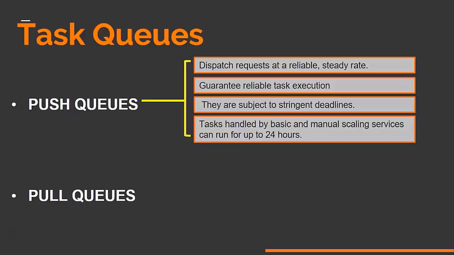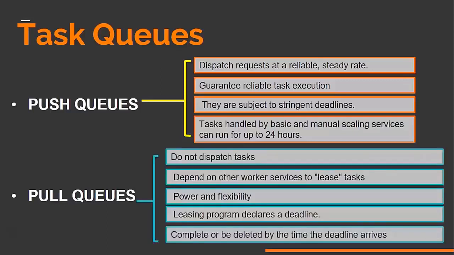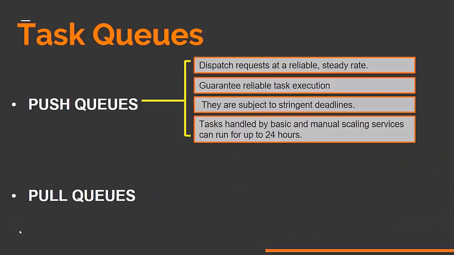The task handled by an automatic scaling service must finish in 10 minutes so that the other tasks can be performed and the other queues can be executed. The tasks handled by basic and manual scaling services can run up to 24 hours.